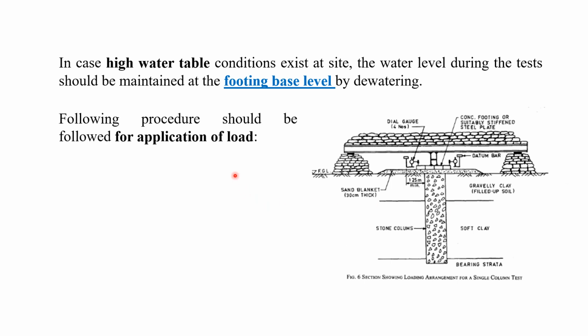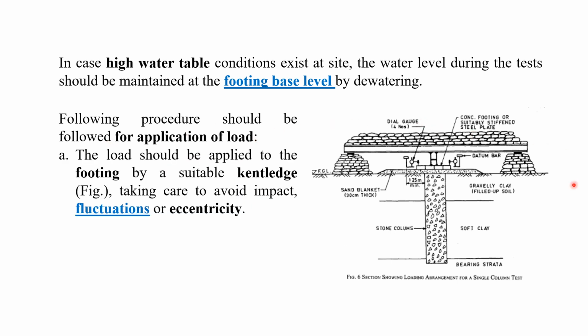So further, following procedures should be followed for application of load. You can see this is a footing and this is the column, right? And this is the girder on which we are going to apply the load in the form of kentledge, right? To determine the load settlement curve or load test we can say. So here the load should be applied to the footing by a suitable kentledge. Kentledge is nothing but sandbags. So this is kept on this girder so that we can increase the load, right?